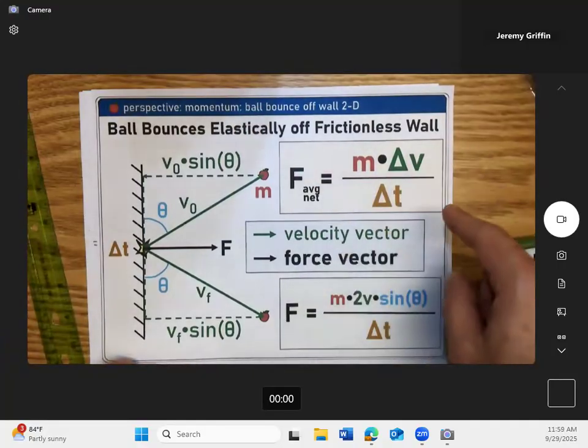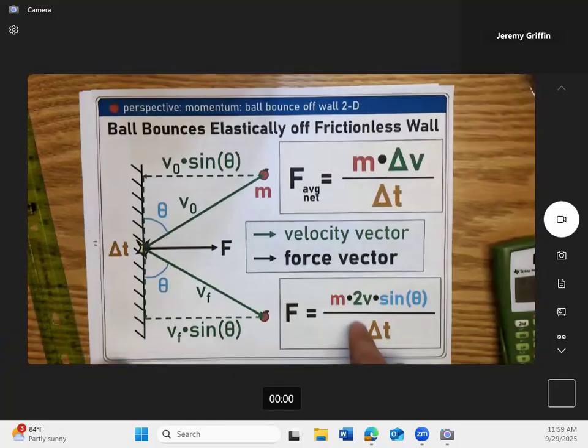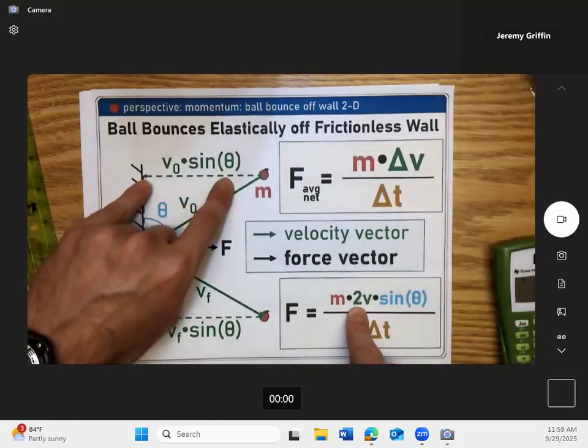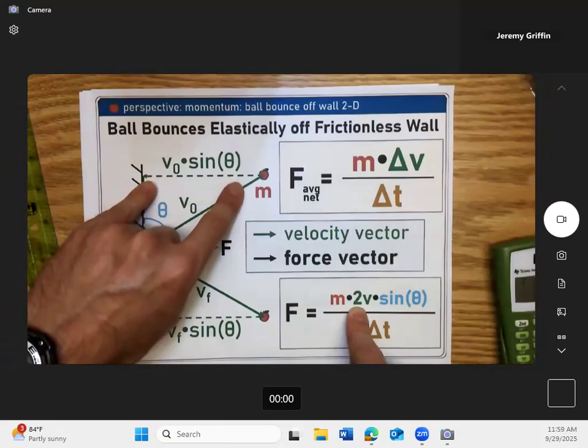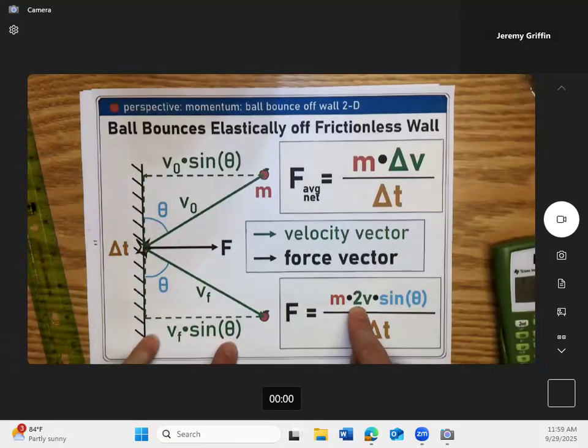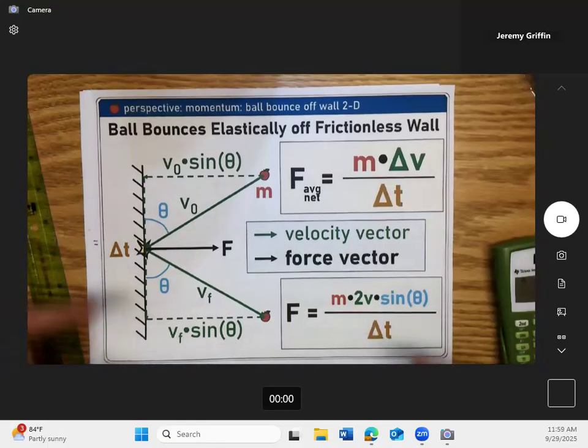It's basically the second law of motion. And then this is where this 2 comes from, because if it's elastic and frictionless, then this component is equal to this component, hence the 2 sine theta. No, it's very special to this very simplified case. All right. Guys good?